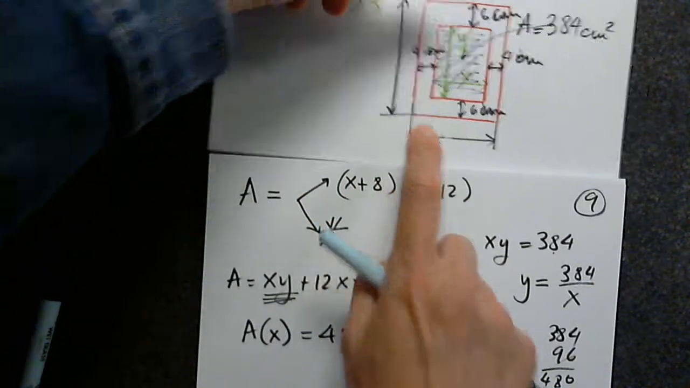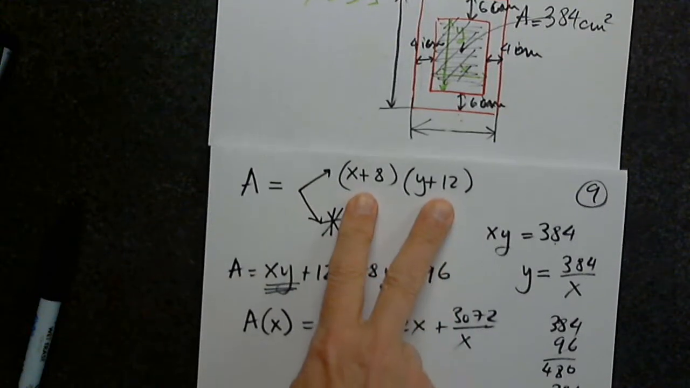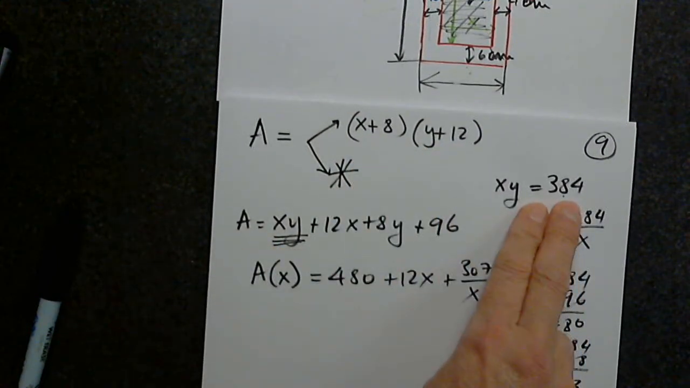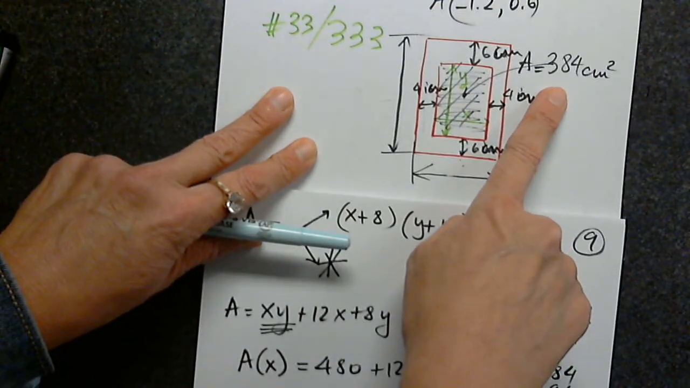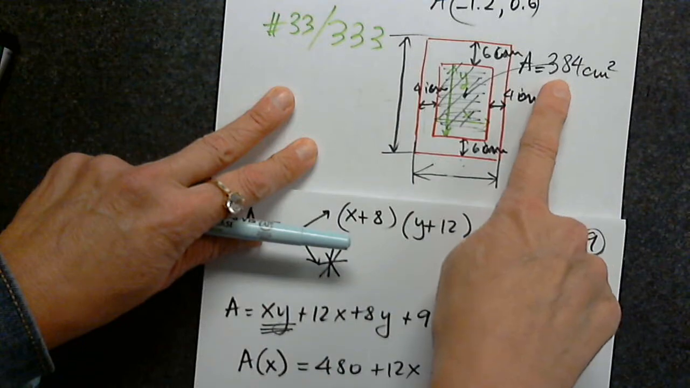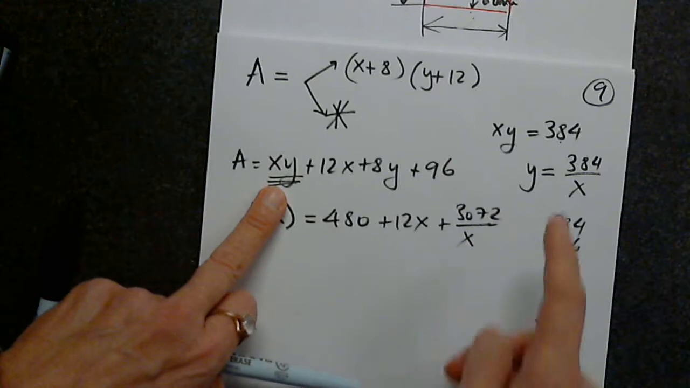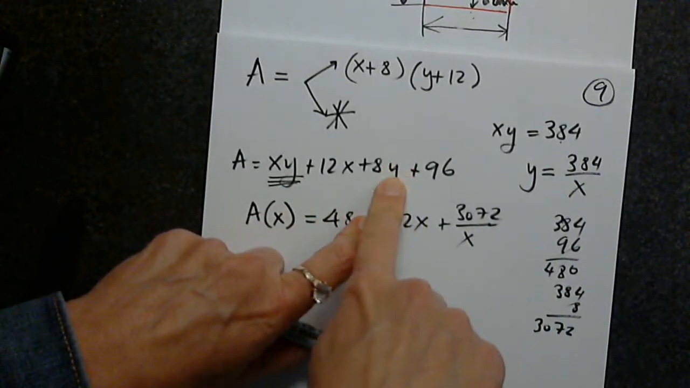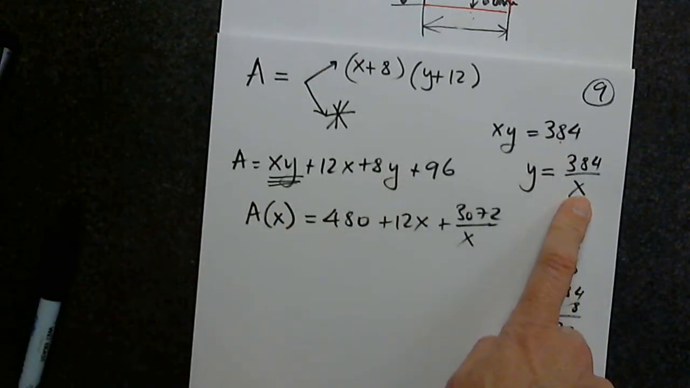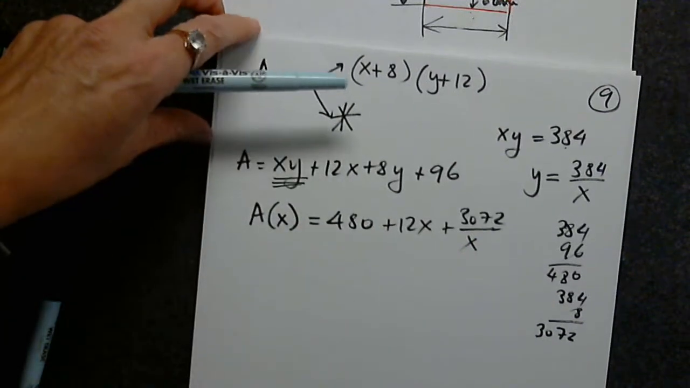Okay. And then you also use x times y, which is the normal area. I have to distribute here, and I get this, and x times y. X times y is given to us as being 384. So when I distribute here, one of the terms is xy, so I'm going to replace it right away. And the other one is the y that needs to go away. So I solved this for y, and I replaced it in here. Is everyone okay with that?